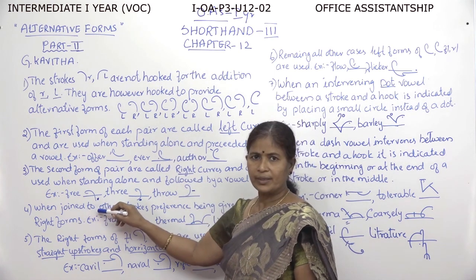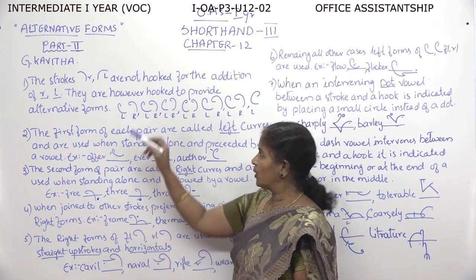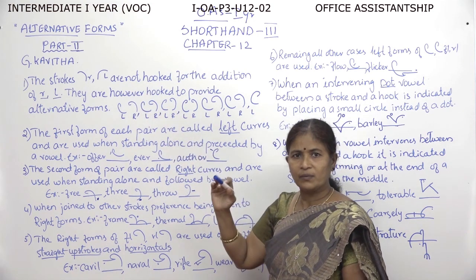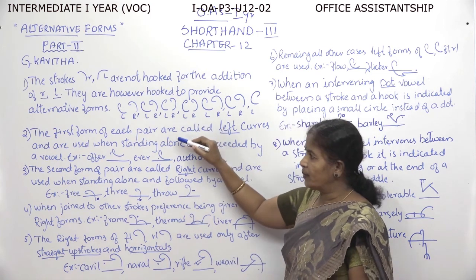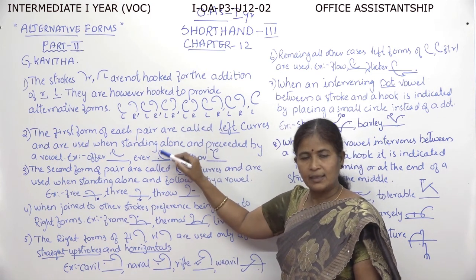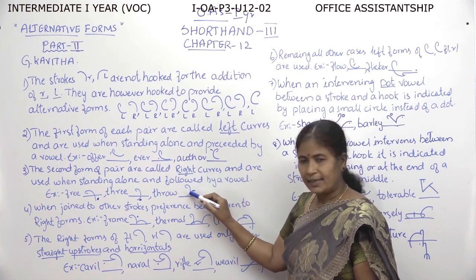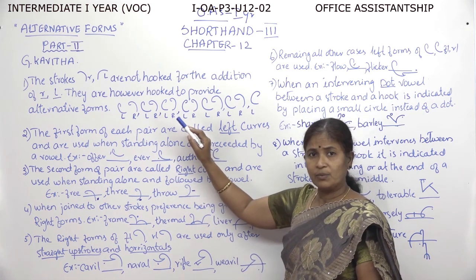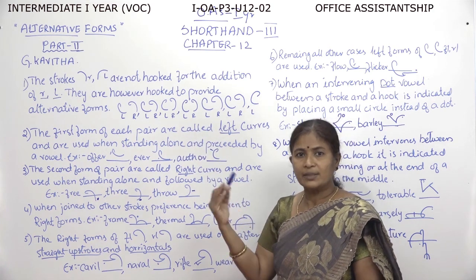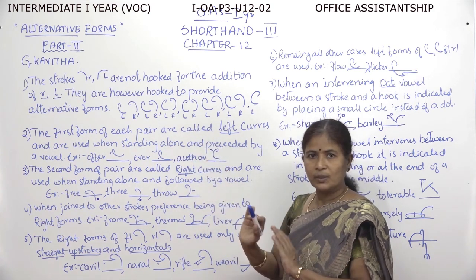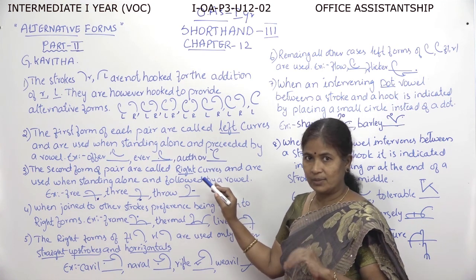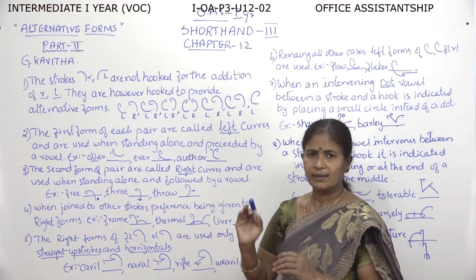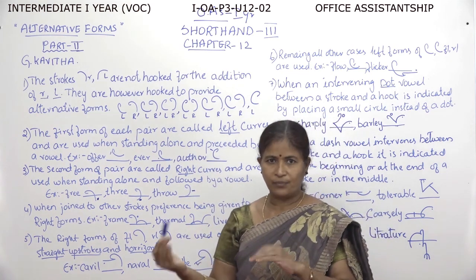Now, when joined means what? When these curves, either left curves or right curves, join with other strokes, here we see: when standing alone and preceded, we use left forms. When standing alone and followed, we use right forms. Suppose these strokes join with other strokes, mainly preference is given to right forms.